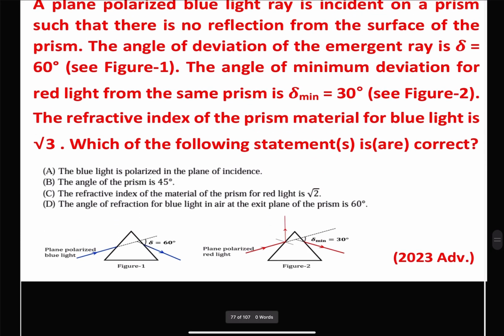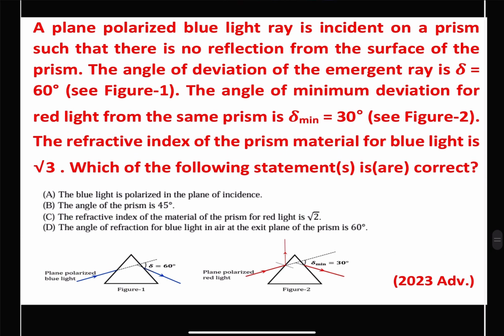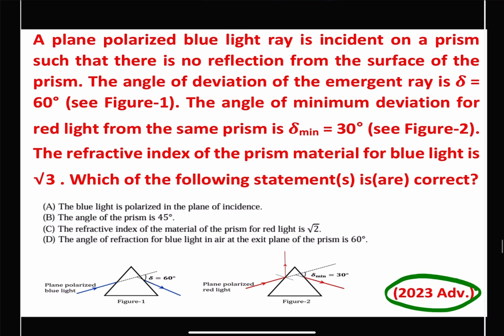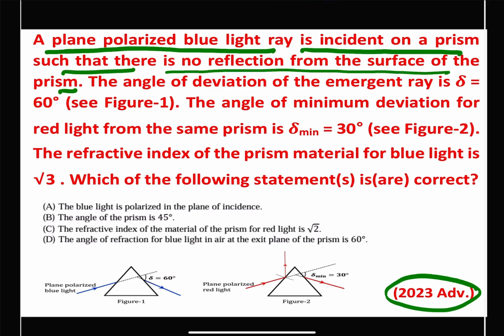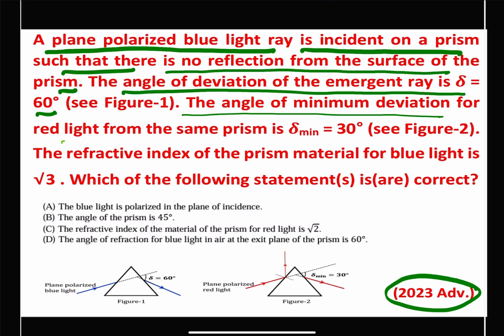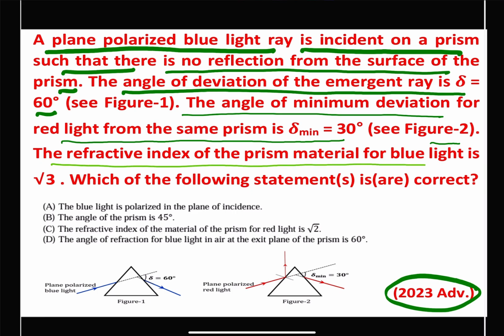Okay, so previous questions were all from the 2023 mains, and this question is from the 2023 Advanced. It states that a plane polarized blue light ray is incident on the prism such that there is no reflection from the surface of the prism. The angle of deviation of the emergent ray, that is delta, is 60 degree. The angle of minimum deviation for the red light for the same prism is 30 degree. The refractive index of the prism material for the blue light is square root of 3.